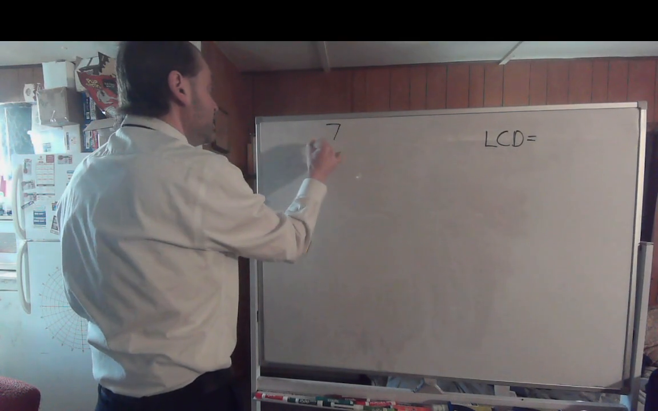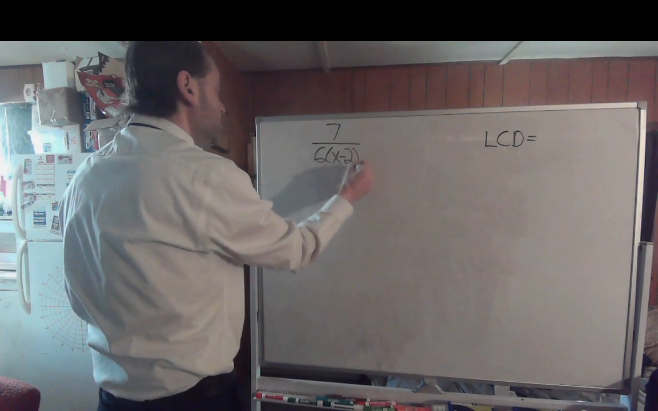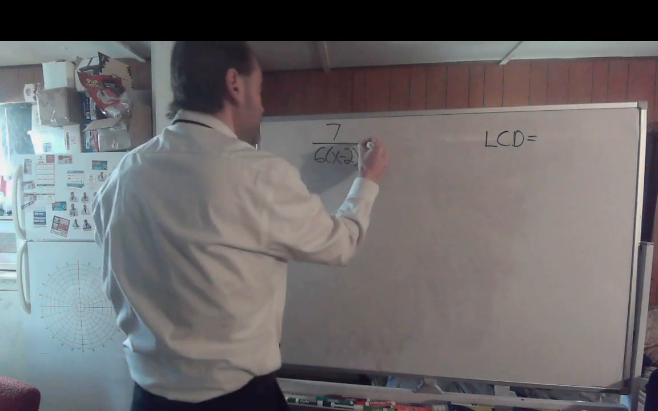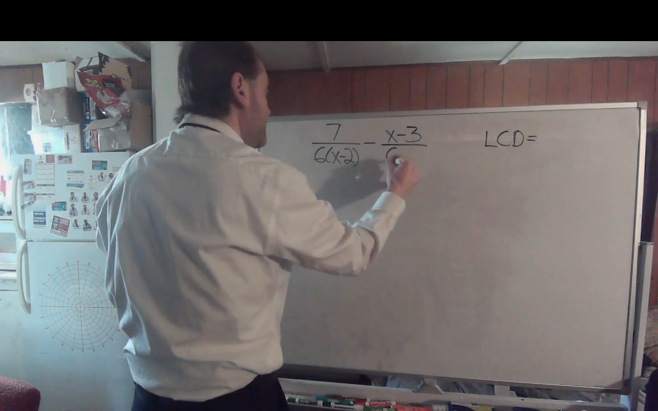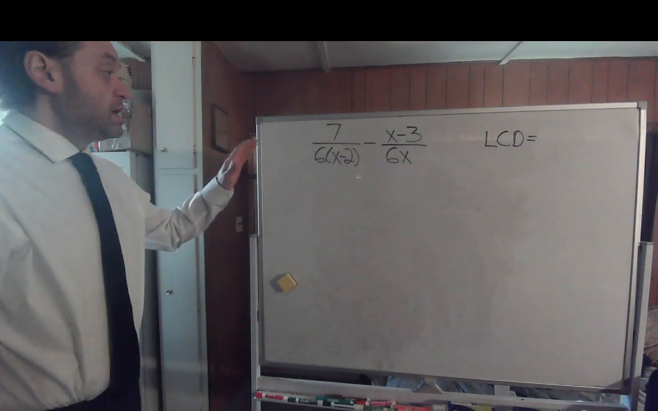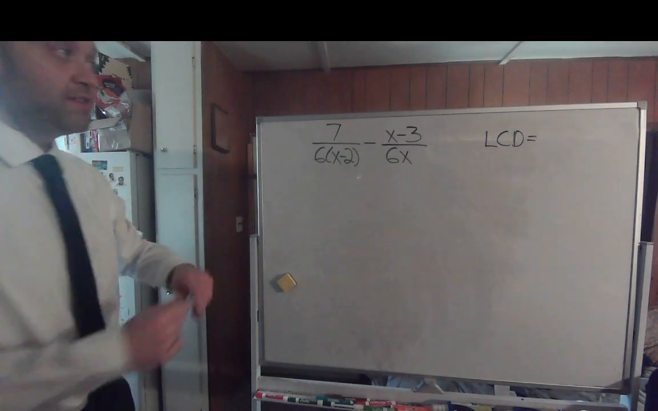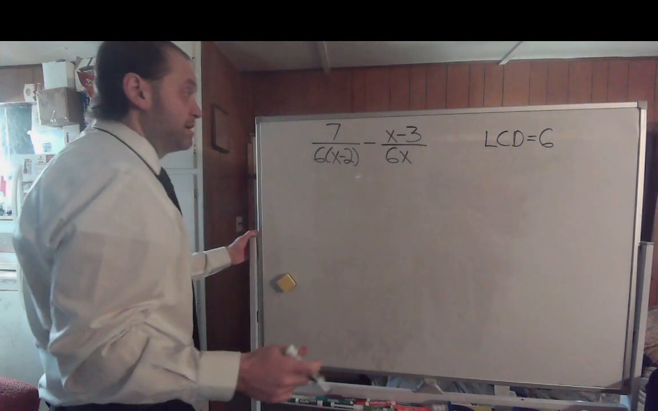All right. We have 7 over 6 times x minus 2 minus the x minus 3 over 6x. Okay, well, we have the constant of 6. 6 goes into 6 evenly, so for sure 6 will be part of your least common denominator.